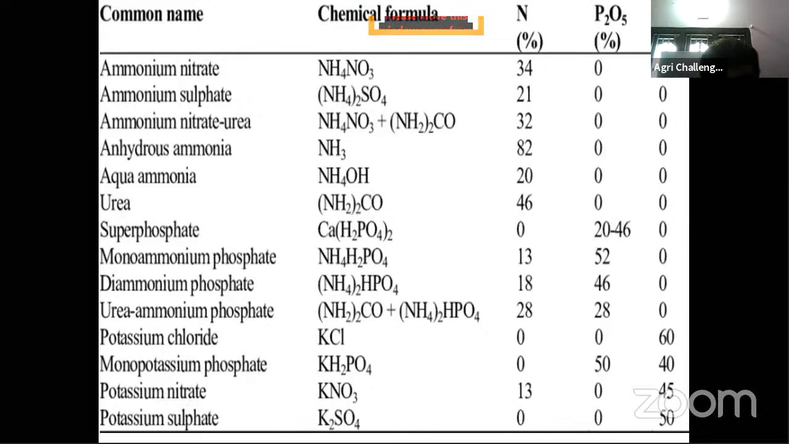Then potassium chloride, KCl, is 0-0-60. K2O content in KCl is 60. Then monopotassium phosphate is 0-50-40, that is 50 P2O5 and 40 K2O. Then potassium nitrate, KNO3, is 13-0-45, 30 nitrogen and 45 K2O. Then potassium sulfate, K2SO4, is 0-0-50, 50% K2O.